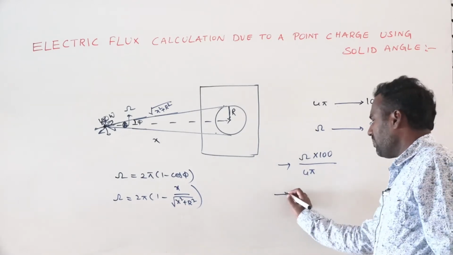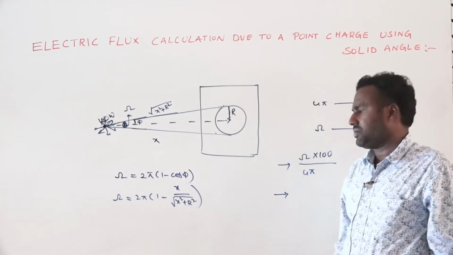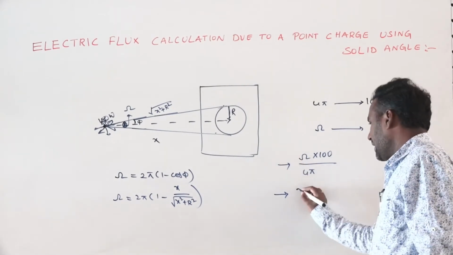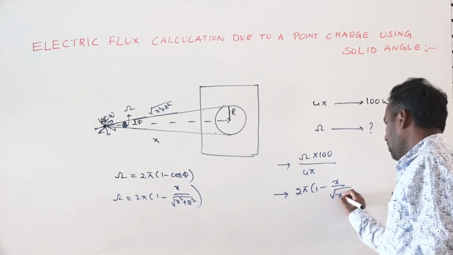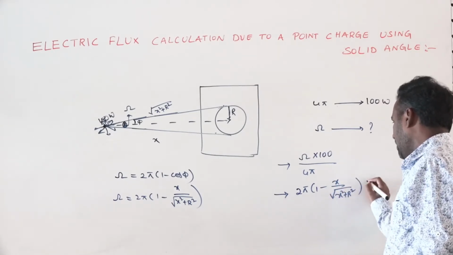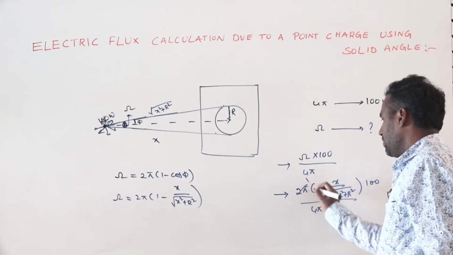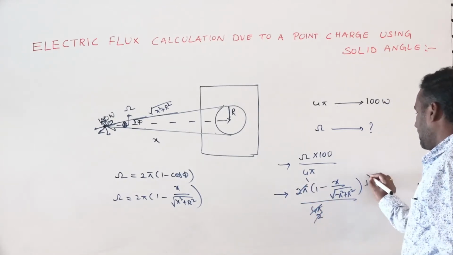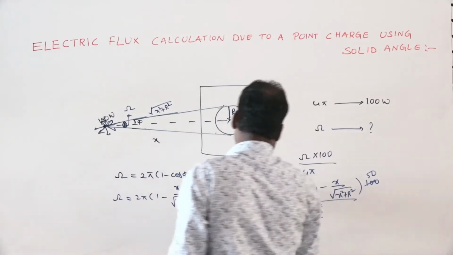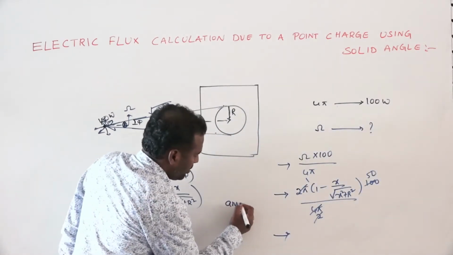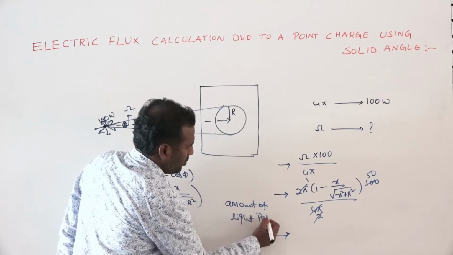It is the simplest way to solve problems, by using the solid angle concept. In place of omega I can write 2 pi into (1 minus x by root of x square plus r square) into 100 upon 4 pi. So the 2 gets cancelled with the 50. Then the amount of light that passes through the hole.